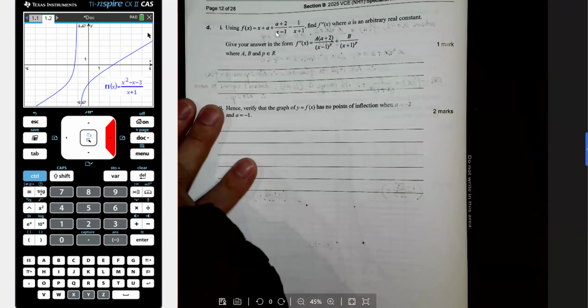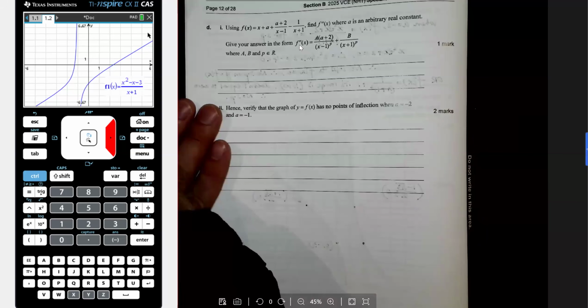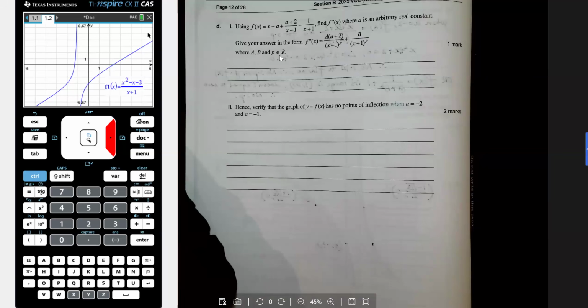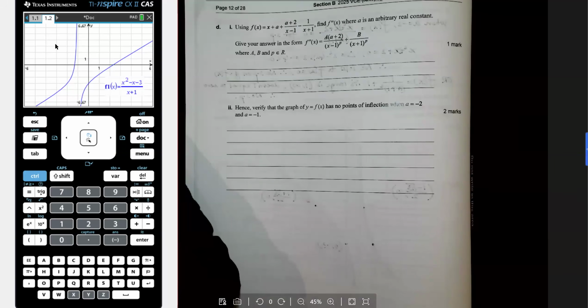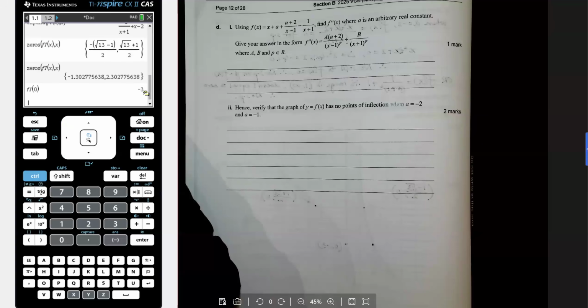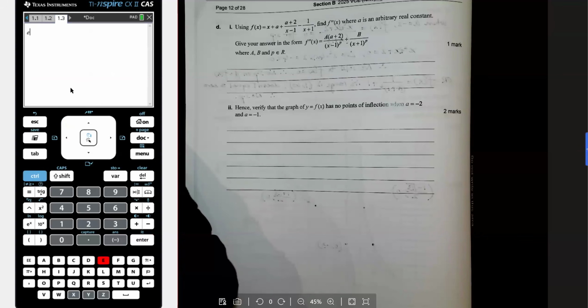Using f of x equals x plus a plus 2, x minus 1, minus 1 over x plus 1, find f double dash x, where a is an arbitrary real constant. Give your answer in the form of this form. Well, a, b, and p are real numbers. So I'll go back and find the expanded form. Now I haven't got the expanded form in terms of a, so just do it here. Expand f of x, something like that.